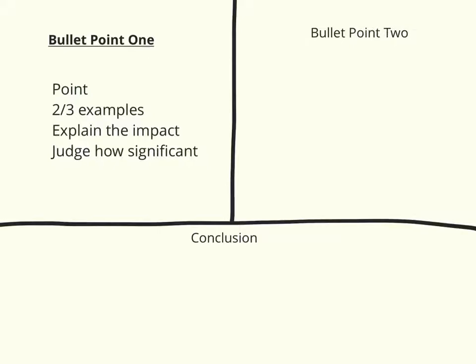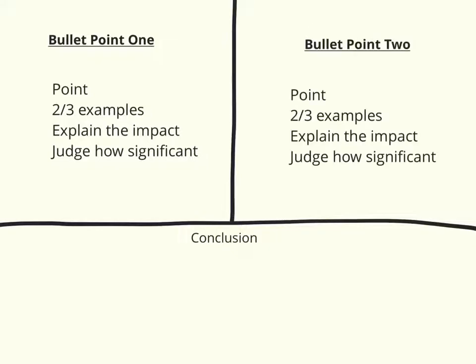So in terms of structuring this then, for your paragraphs you want to have a point sentence, you want to include 2 to 3 examples, you want to then explain the impact that those examples have and make a judgment about how significant it is. And you should repeat that for bullet point 2. So start with the point, 2 or 3 examples of what it did, explaining the impact of them as you go along, and then making a judgment about how significant it was, thinking about how many, how long, and how big.